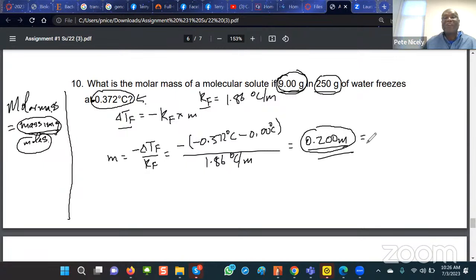And let me also give you another hint. 0.200 M is the same thing as 0.200 moles per kilogram of solvent. All right. Okay, so I think I've given you enough hints to help you to solve this problem. So let me hear what you guys think. What would be the next step?